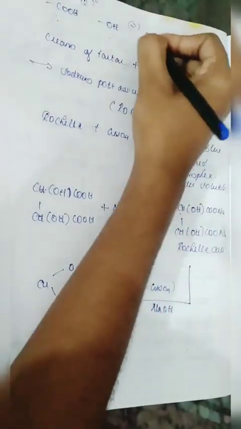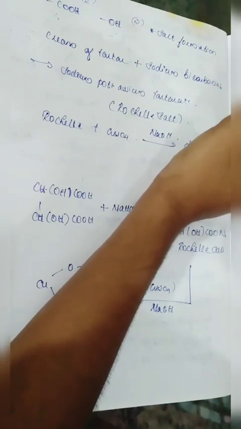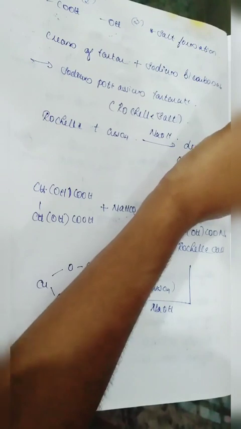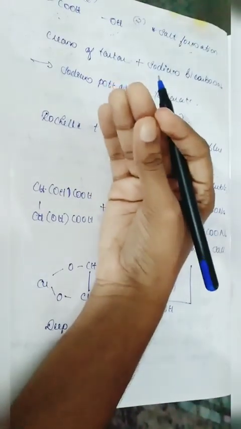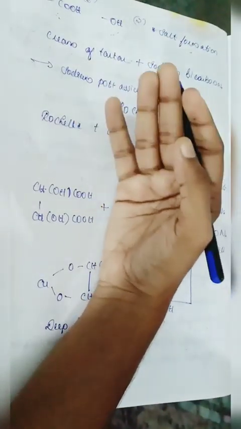The other properties are esterification, anhydride formation, etherification, acylation. But the important one is the salt formation. Salts of tartaric acid are very important. Potassium hydrogen tartrate, I have told you in the introduction section, we have already been naming it as cream of tartar.